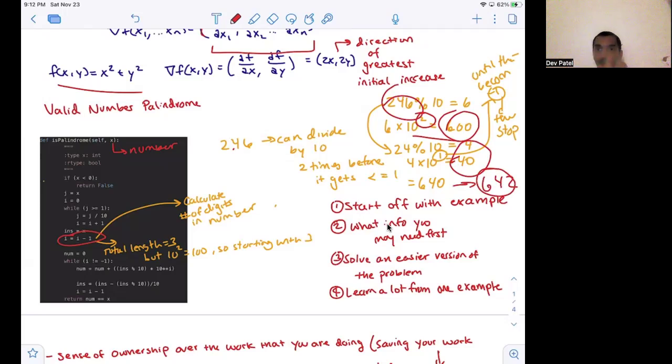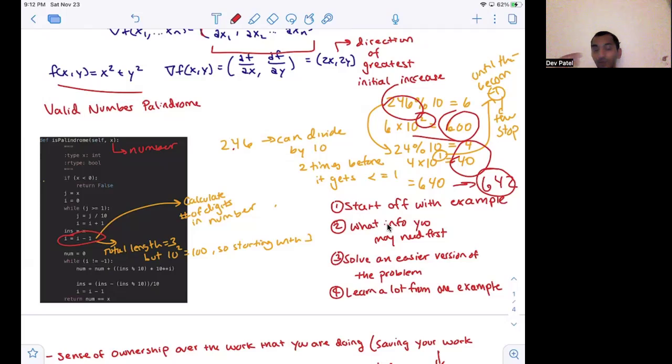The fact that we started off with an example of 246, how can we, if we weren't even doing this through code, if we're just trying to reverse this number, how would we go about doing it? Using an example and then translating it to code. We can see the importance of that. We can see the importance of what information we may need first.